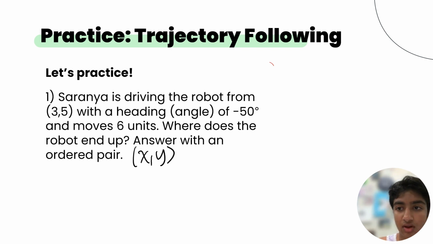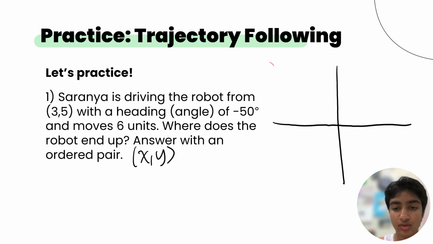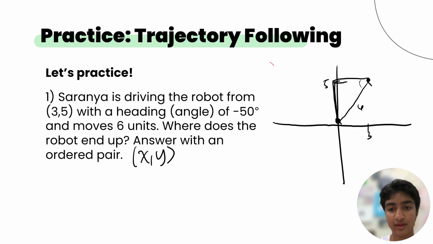Okay, let's just draw a quick graph. So 3, 5, let's put this as 5, 5 over here. And an angle of negative 50 degrees, negative 50 degrees just below, so about here. And I move 6 units. So that basically means the hypotenuse is 6 units. So where does the robot end up? We have to find this right here.